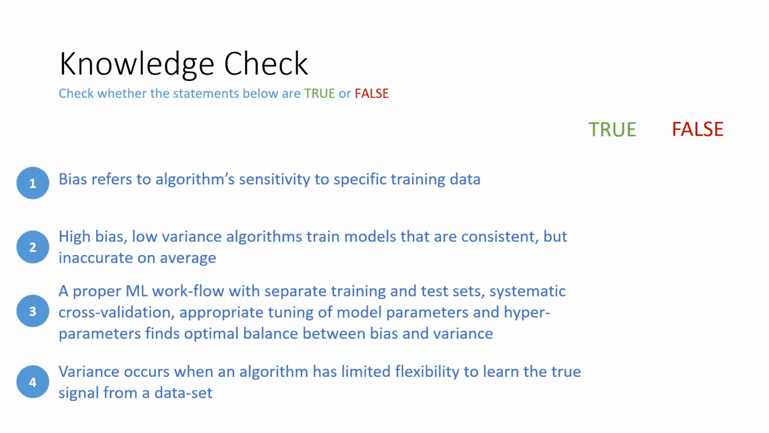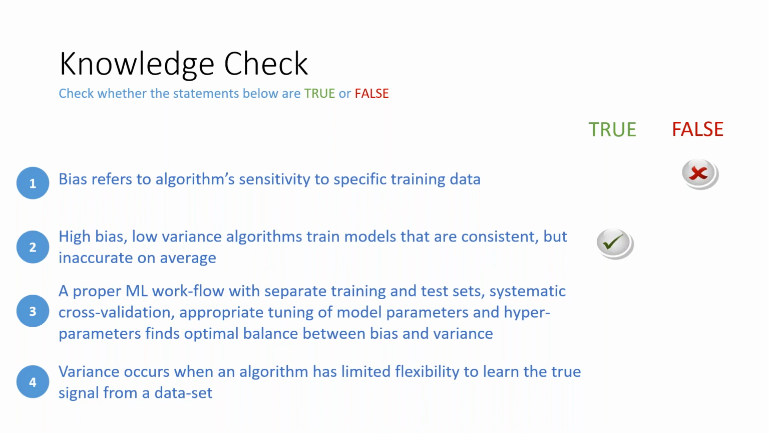So now I have questions on our bias variance topic. You have to answer. Bias refers to the algorithm's sensitivity to specific training data. Yes or no? False. Actually, variance refers to the algorithm's sensitivity. You are giving it too much sensitivity by having a high degree of variance. High bias, low variance algorithms train models that are consistent but inaccurate on average. True or false? True. These are underfitted models.